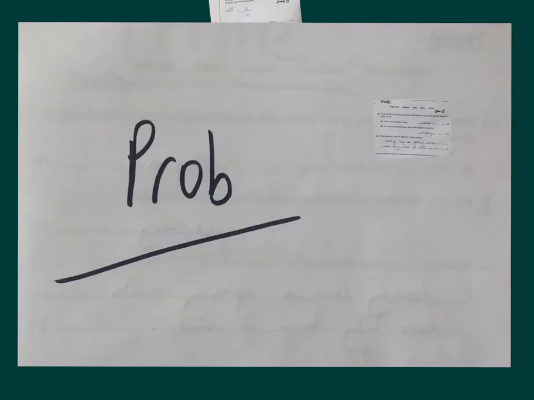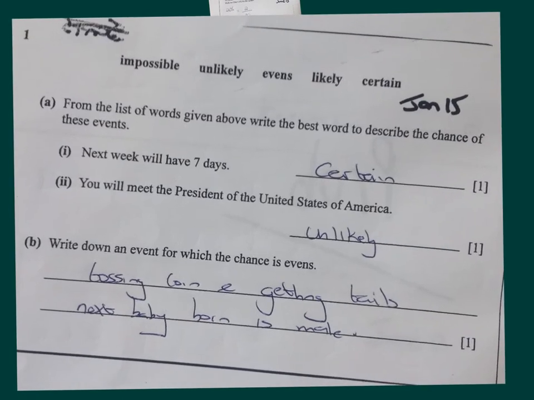Okay, and the next one is a probability question. So we'll bring the probability question up. Again, this is the only time we use those words, whenever they're actually specifically given, and we need to write them down off that. Next week we'll have 7 days certain. You'll meet the President of the USA. Well, it's not impossible. It's unlikely. It would actually be very unlikely, but they haven't given us very unlikely, so it's unlikely.